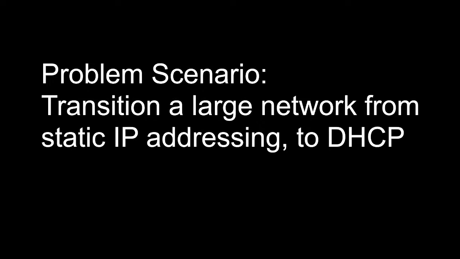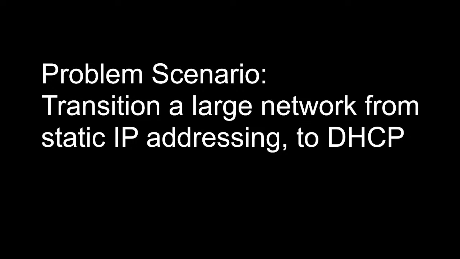All right, good morning. This morning we're going to be going over a problem scenario. We're going to take a look at transitioning a large network from static IP addressing to DHCP. A very good friend of mine and mentor reached out to me recently, and he's working for a company that has about 400 machines, from what I understand, at a couple of different branch locations.